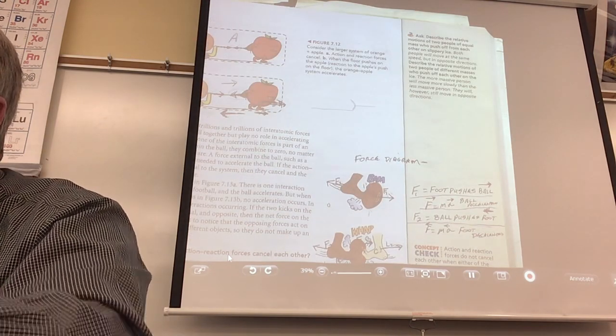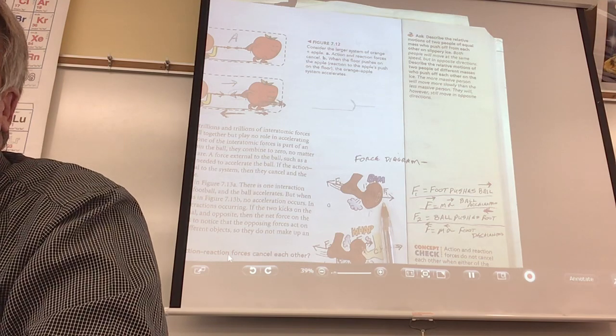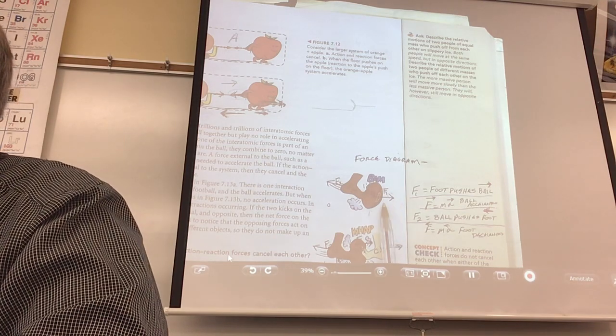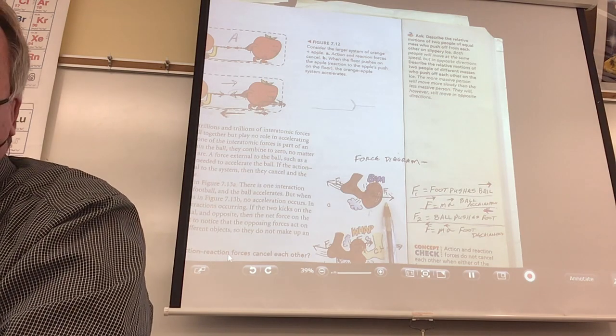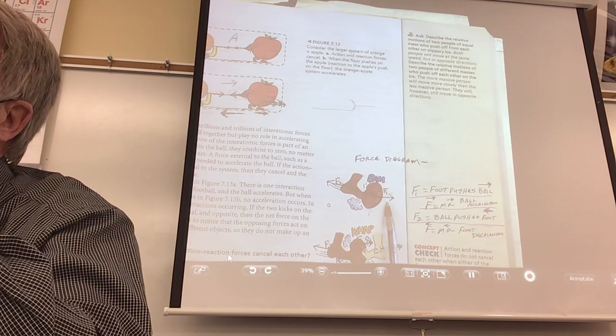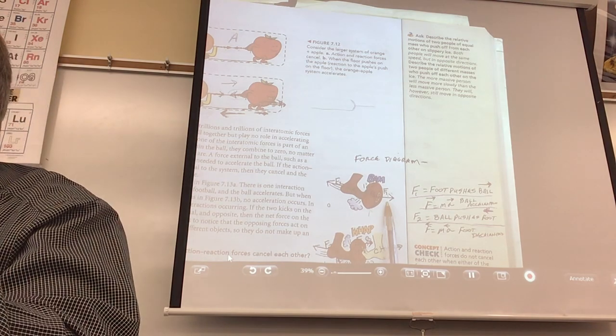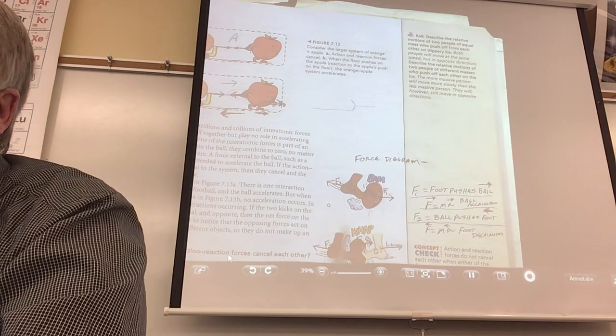All right. Let's take a look right here. Ready? Identify F1. MSJ, I haven't called you yet. Identify F1. Remember, in a force diagram, the tail of the vector is on the object that it acts on, not the object that created it. MSJ, identify F1. Don't look.